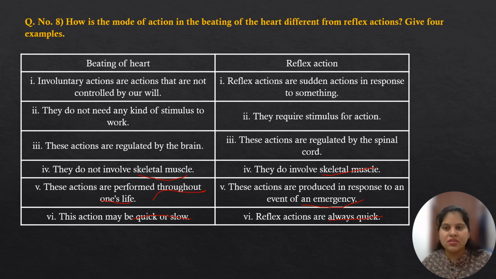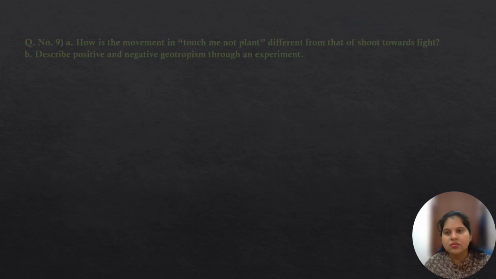So first difference, involuntary function, actually both are involuntary functions, and reflex actions are sudden actions. Beating of the heart is controlled by the brain, while the reflex action is regulated by the spinal cord. Okay, let's move to the next question.